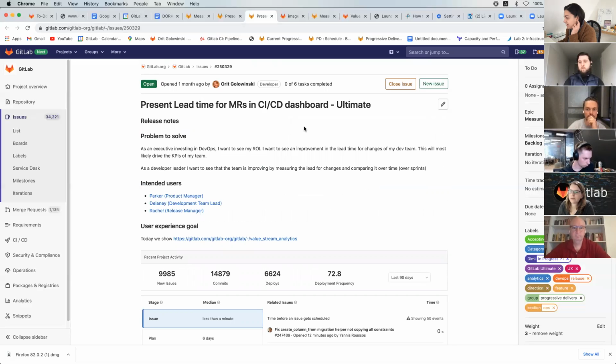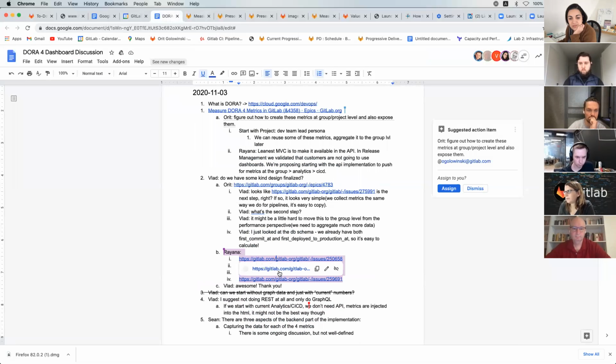Yeah, this here that I have highlighted, these three.